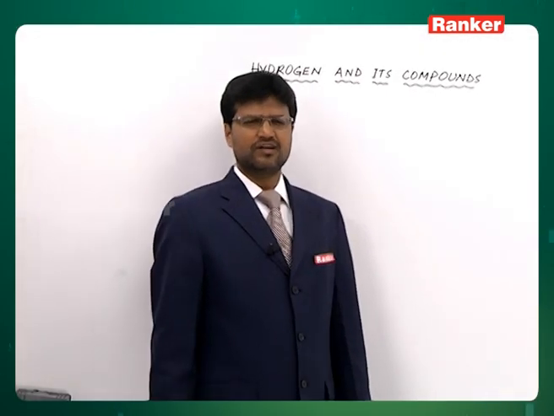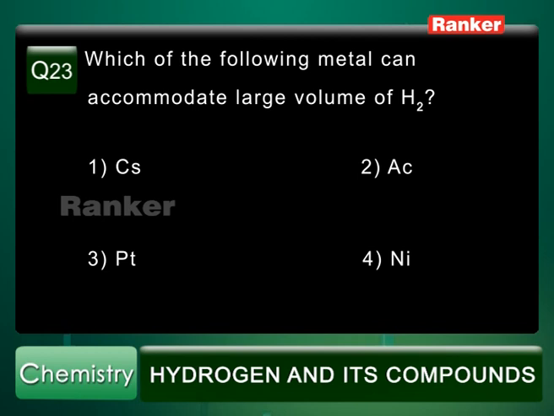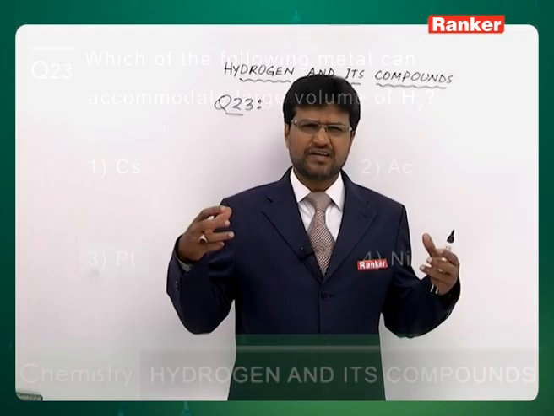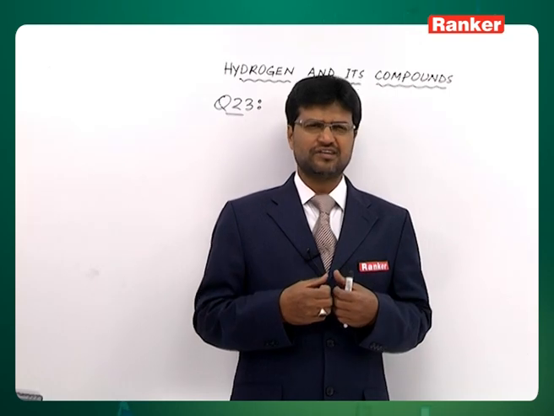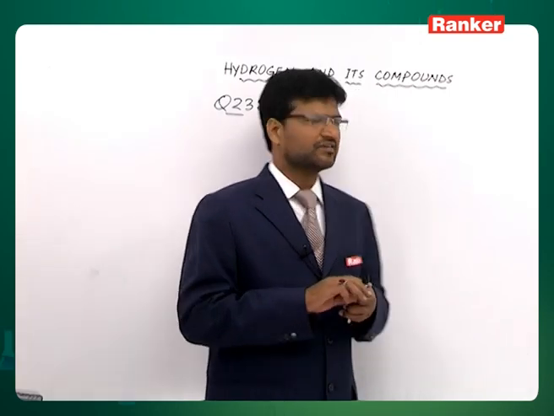Question number 23. Which of the following metal can accommodate large volume of hydrogen? The answer is, look at the options. First option cesium, second option actinium, third option is platinum, and fourth option is nickel. The correct answer is third option, platinum. Platinum can absorb large quantities of hydrogen gas. This is called as occlusion.